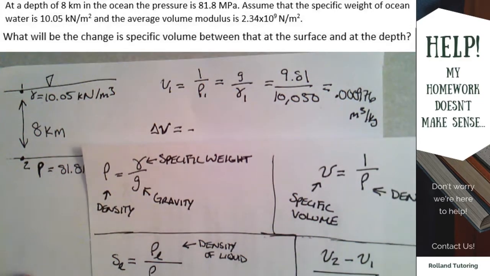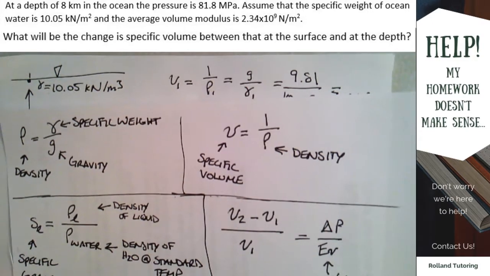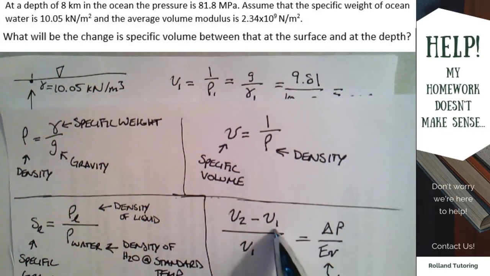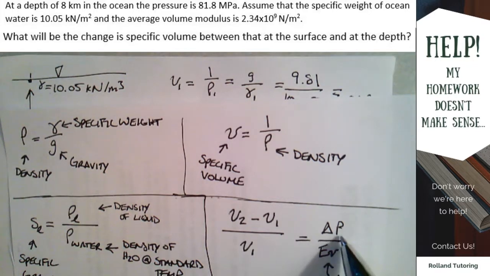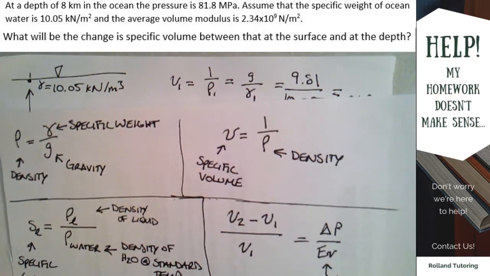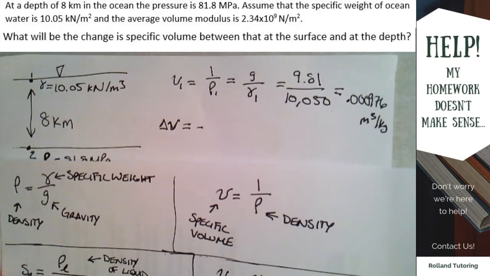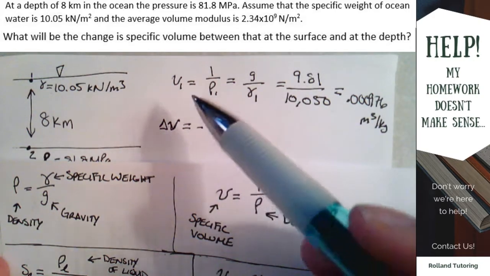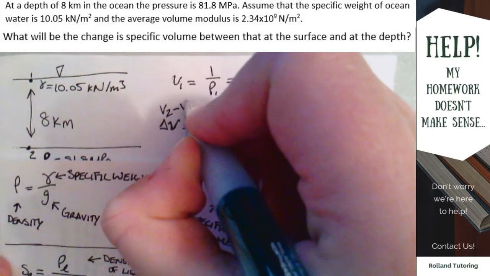As we move forward here, we can then look at our next equation of our delta V, or V2 minus V1 over V1, equals our change in pressure over our bulk modulus. So we're looking at the change in specific volume, so V2 minus V1 over V1 equals our change in pressure over our bulk modulus. We can go ahead and do that by figuring out that our delta V will equal V2 minus V1.